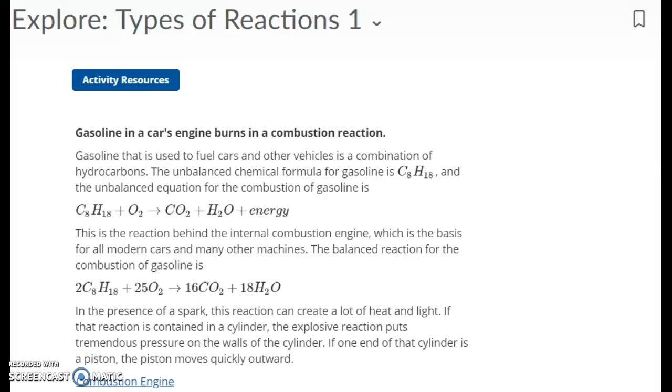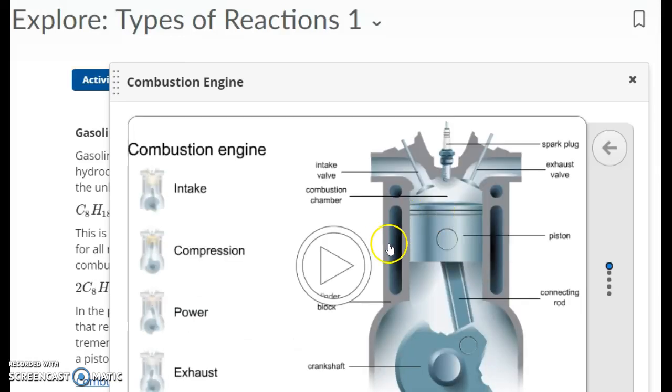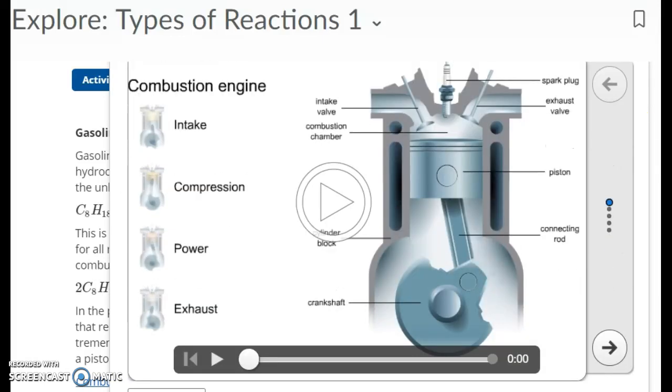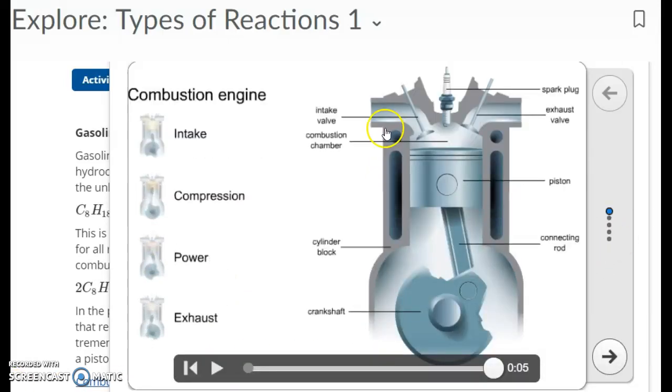In the presence of a spark, this reaction can create a lot of heat and light. If that reaction is contained in a cylinder, the explosive reaction puts tremendous pressure on the walls of a cylinder. If one end of that cylinder is a piston, the piston moves quickly onward. So in other words, that's how your vehicle works. So let's learn a little bit about your vehicle. So we have the combustion engine. We have intake, compression, power, and exhaust. So let's take a look at these different parts.